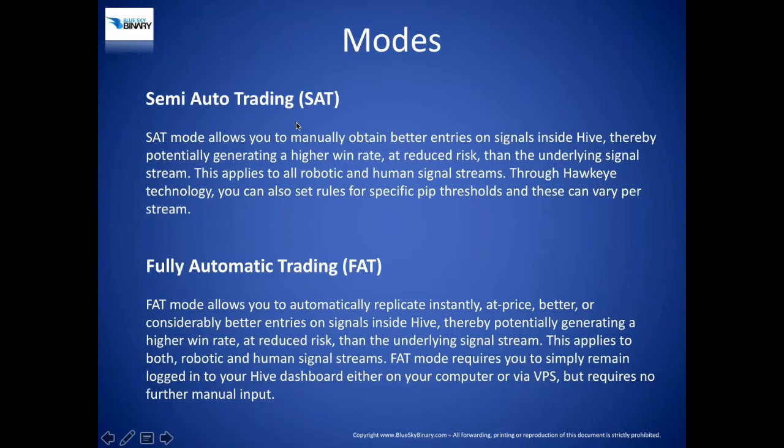For those of you that are on semi-automatic trading, those that are actually waiting for signals on Hive and then engaging the risk management that Hawkeye allows and taking them at better prices, you don't need a VPS for that. You can use that on your laptop or your computer.